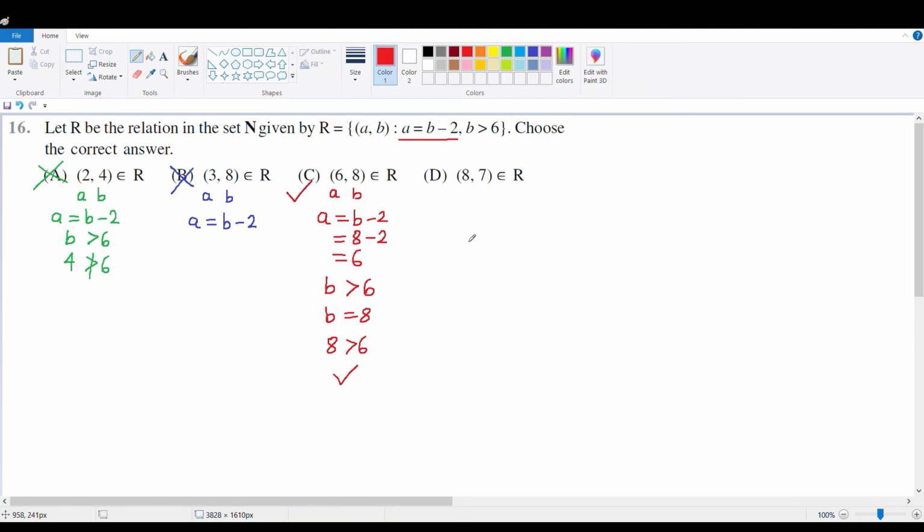Just to be safe, let's check D as well. This is our a, this is our b, and we are given the condition that a is equal to b minus 2. Now b is 7, 7 minus 2 gives you 5, and a must be 8. So D is not the correct answer. So for this, your answer is C.